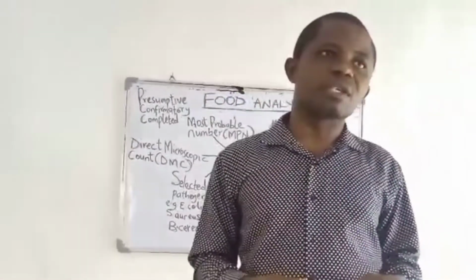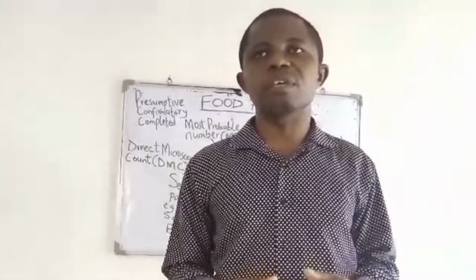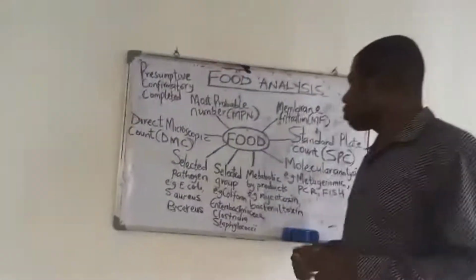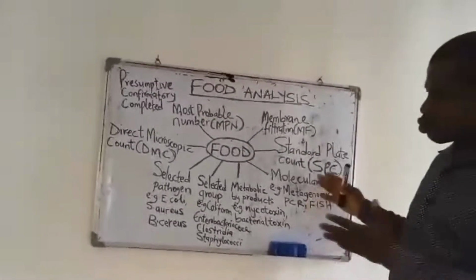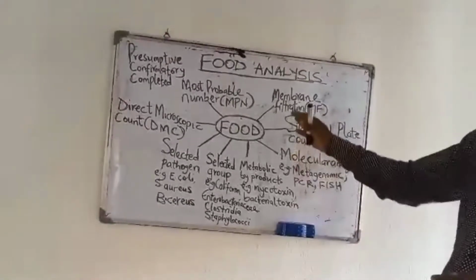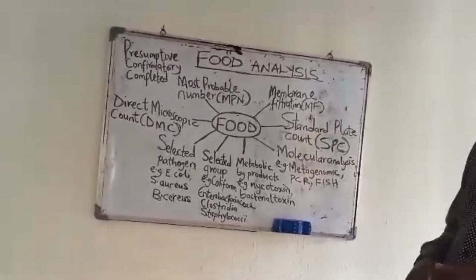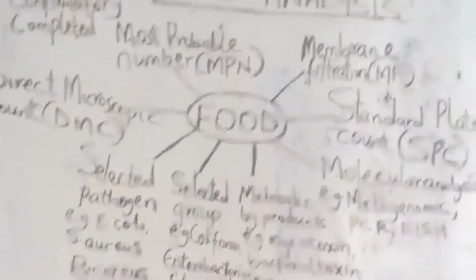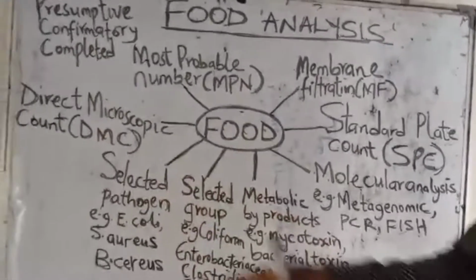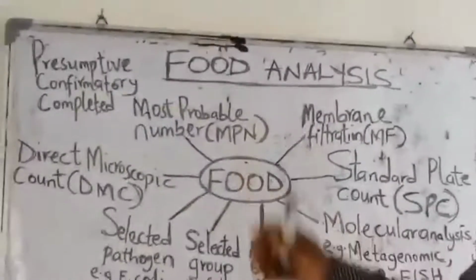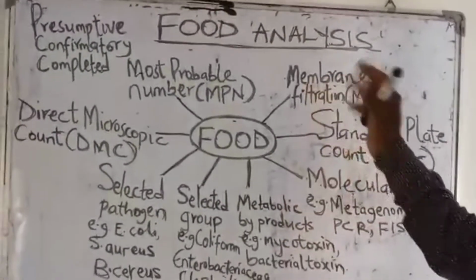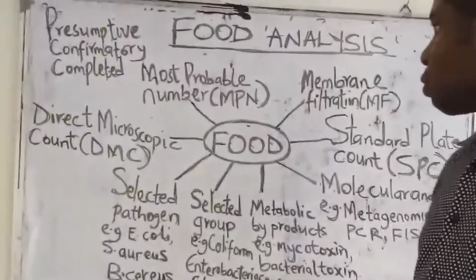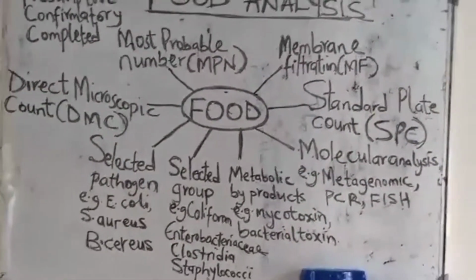Several techniques, methods or assays have been developed to analyze these food substances. In this lecture, we are going to look at some of them, starting with membrane filtration, standard plate count, molecular analysis, metabolic byproducts, selected group analysis, selected pathogen analysis, direct microscopic count, most probable number technique, and this is where we're going to limit our lecture for today. So for more emphasis, I want to start with standard plate count.